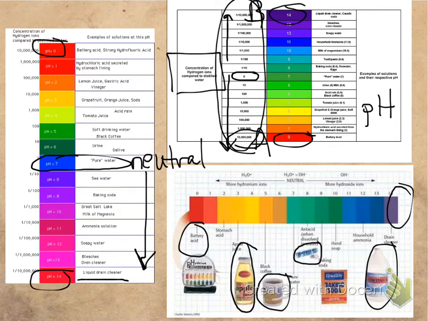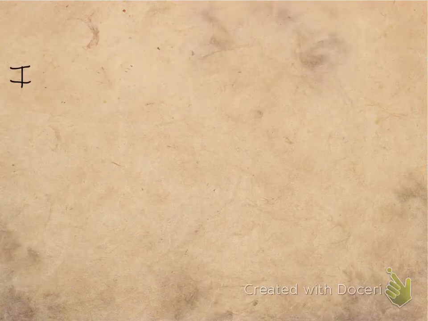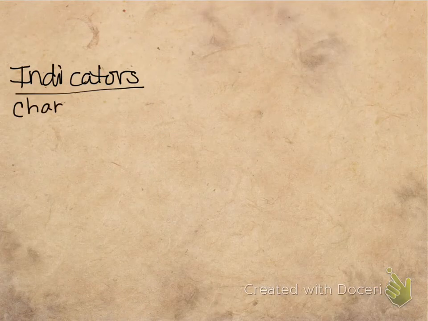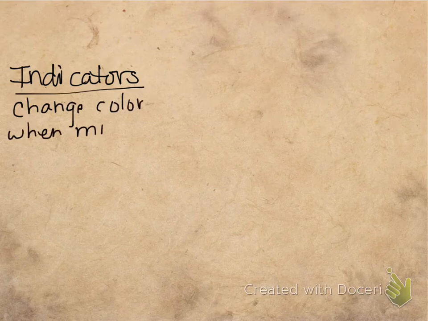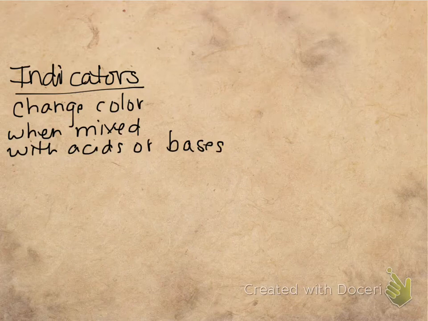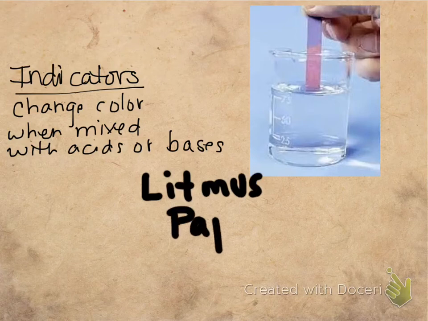Okay, so based on the pH scale, we can tell if something's an acid or a base, and we can tell the strength. So how do we know what the pH is? Well, we can use something called indicators. Indicators are chemicals or substances that can change color when they're mixed with acids or bases. And the easiest way to look at it is something called litmus paper. Litmus paper is just a strip of paper that's been treated with one of these indicator chemicals.